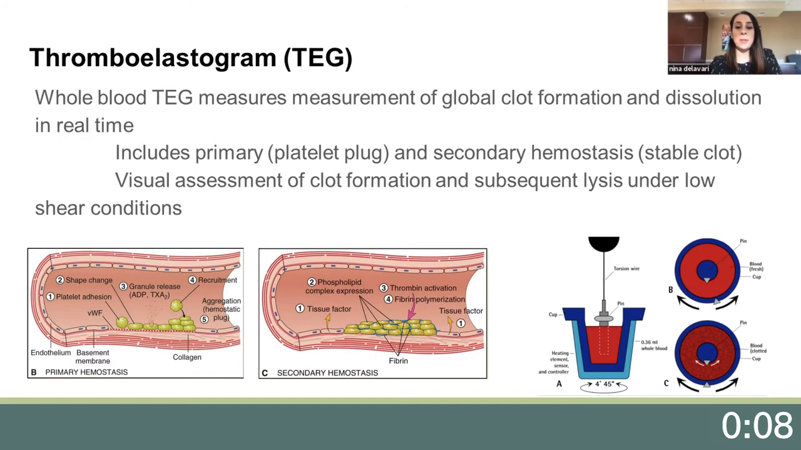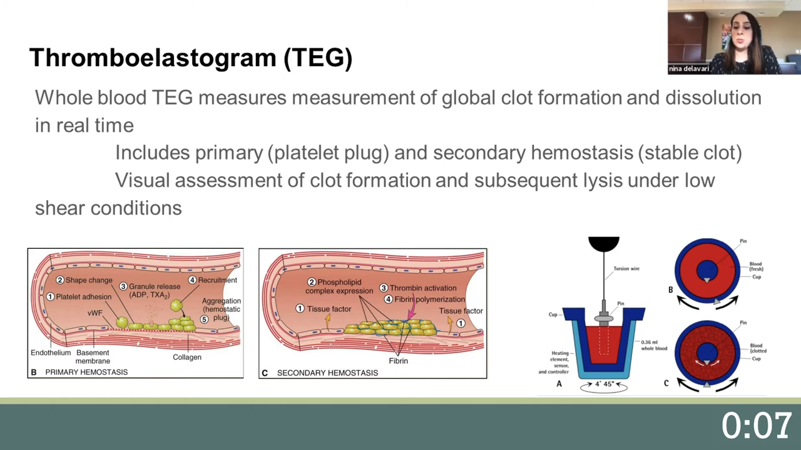Whole blood thromboelastogram is assessing global hemostasis. The thromboelastogram includes both primary and secondary hemostasis. Primary hemostasis refers to platelet aggregation and platelet plug formation, a phase of hemostasis that is a response to immediate vascular injury. This platelet plug adheres to the endothelial wall and limits bleeding. Secondary hemostasis results in formal stable clot formation. It involves enzymatic activation of coagulation proteins that function to produce fibrin as a reinforcement of the platelet plug. Gradually, over time, the plug will be dissolved by fibrinolysis. The TEG incorporates both of these stages of hemostasis and includes their interaction.